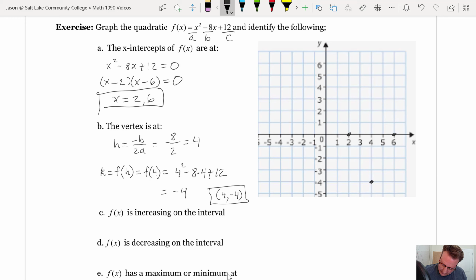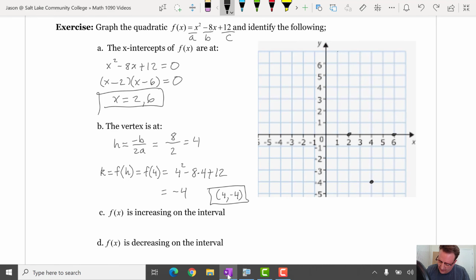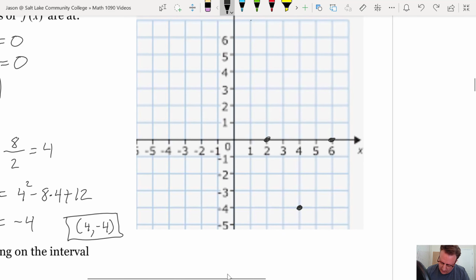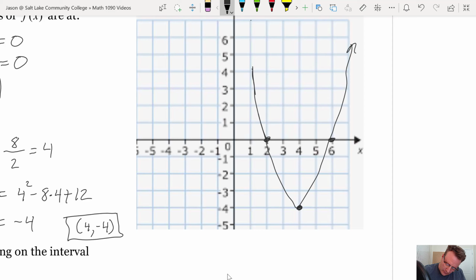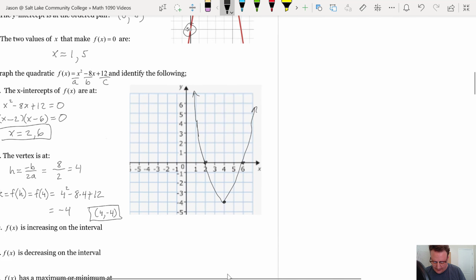So let's see if I can get a reasonable sketch of this quadratic function. I want to get something. Whoa, it's a little hard to write at this angle. Maybe something like that, and oops, something like that. I'm not much of an artist there, but that'll work.